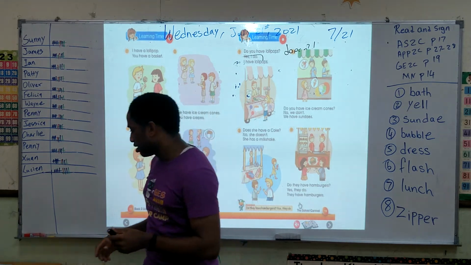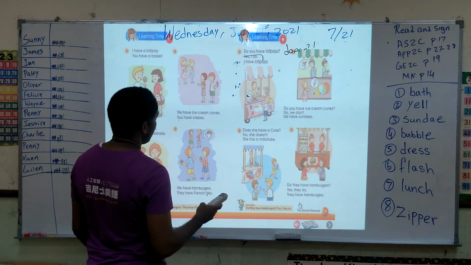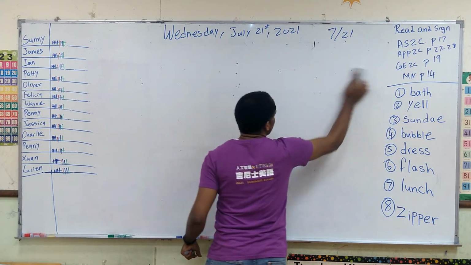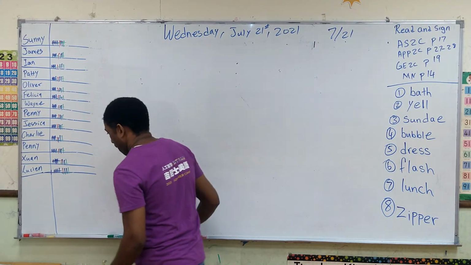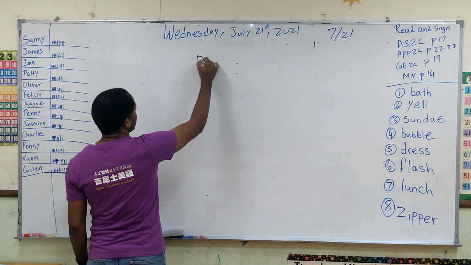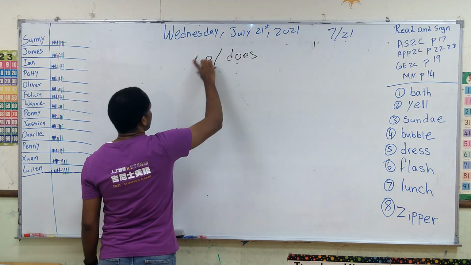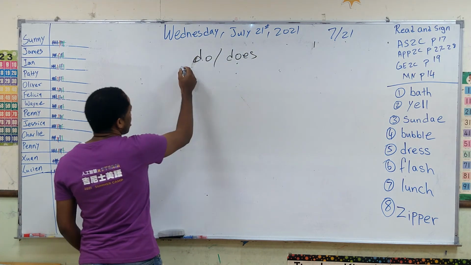Very good. Now let us play a game. Let us play a very easy game. So the game is, I'm going to call the game Do and Does. So we have do and does. That's the name of the game.